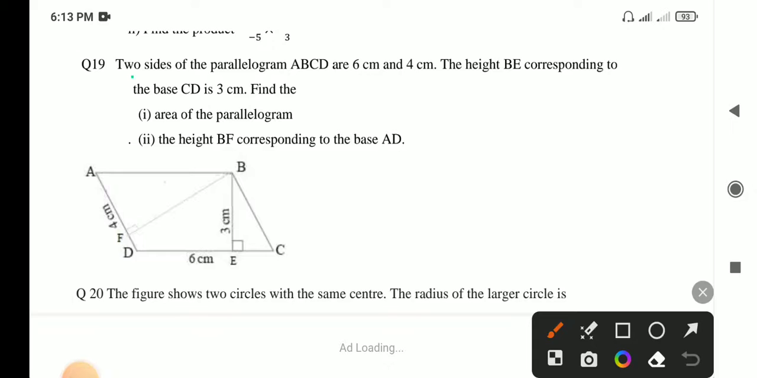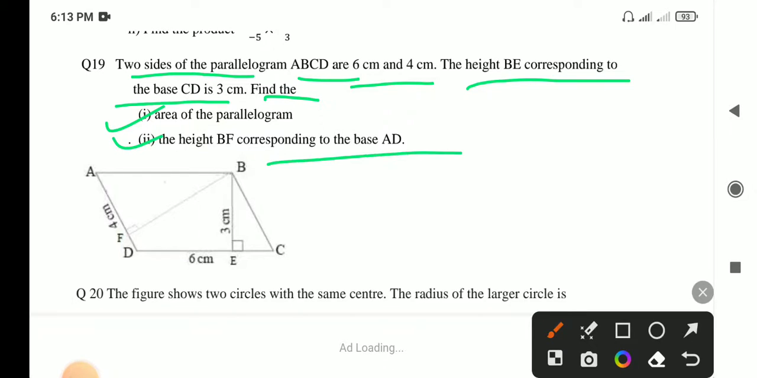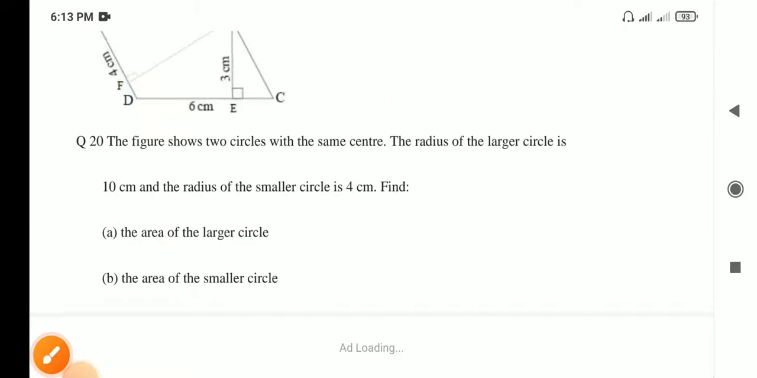Question 19, two sides of a parallelogram ABCD are 6 cm and 4 cm. The height BE corresponding to the base CD is 3 cm. And what do we need to find? Area of the parallelogram and the height BF corresponding to the base AD. The figure is given, very neat and clean figure. You can solve these questions. Now let's see the next one.